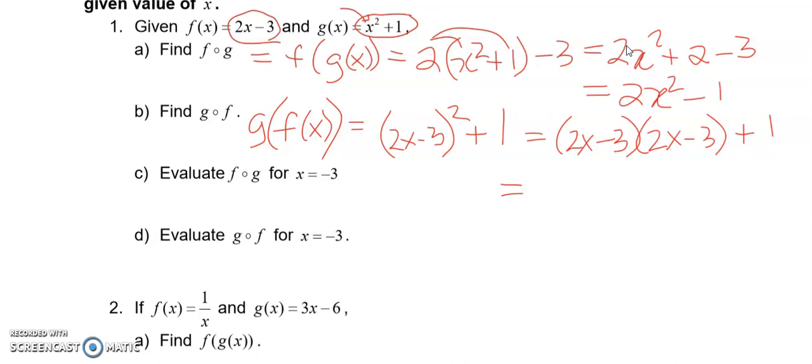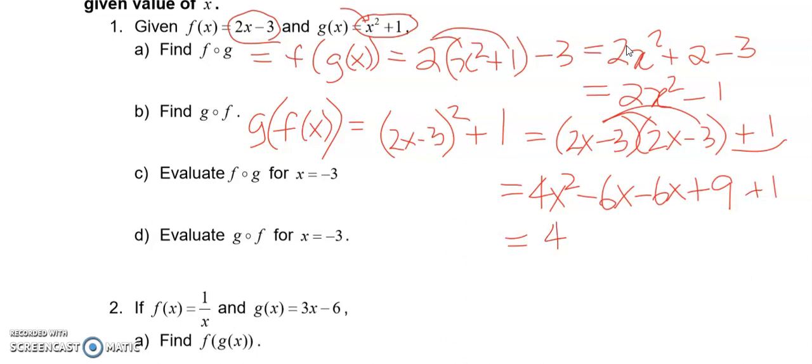So let me see. 2x times 2x is 4x squared. 2x times minus 3 is minus 6x. And then I have minus 3 times 2x. Well, that's another minus 6x. And then finally, minus 3 times minus 3 is plus 9. And don't forget your plus 1 on the end right there. So you're going to end up with 4x squared minus 12x plus 10.